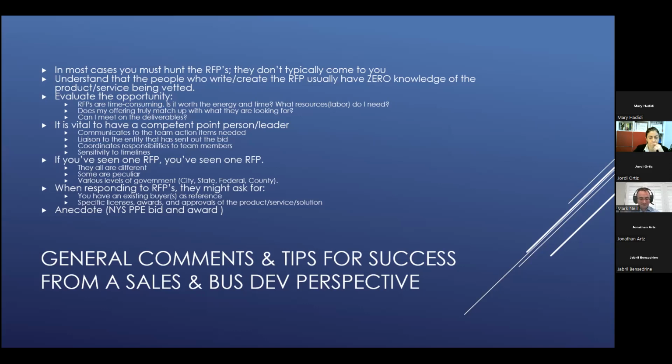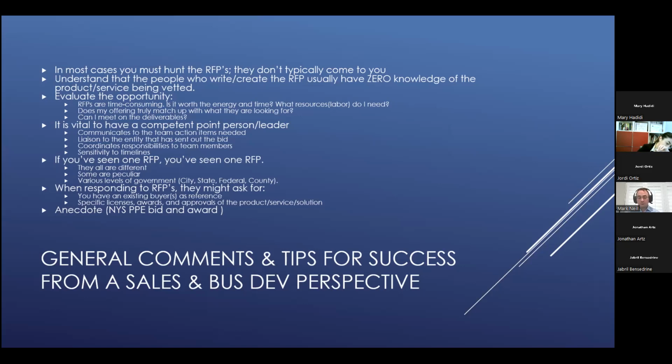I think the most important thing for everyone on the phone here is when you get that bid and you open it up like a Christmas present and you say, wow, we have this great opportunity, you really need to take a step back and ask a lot of questions. You have to evaluate this opportunity and ask, what are they asking for? Do we truly match up with what they're asking for? Or are we just finding a little sliver of hope?